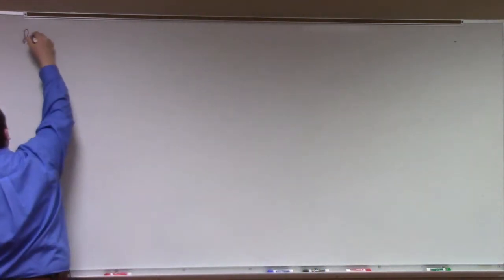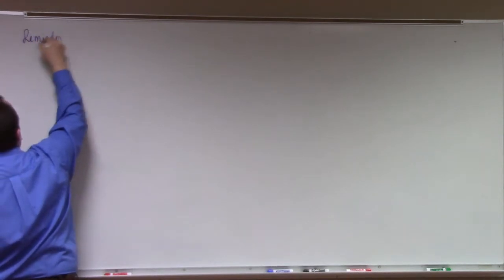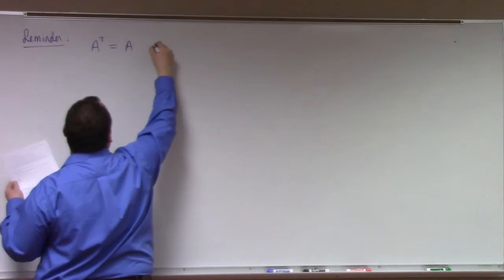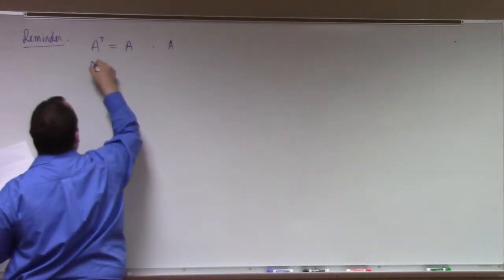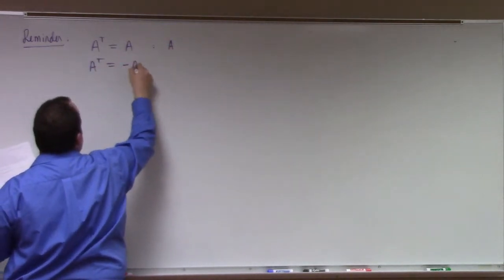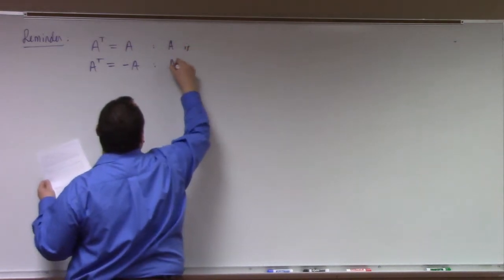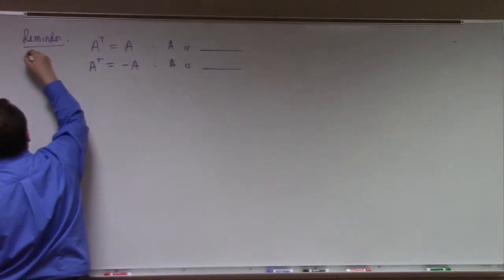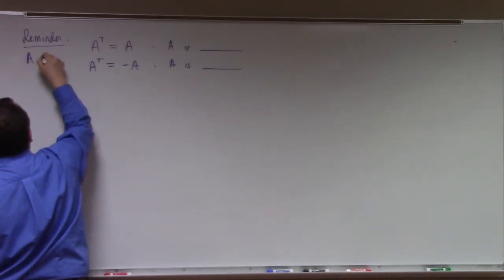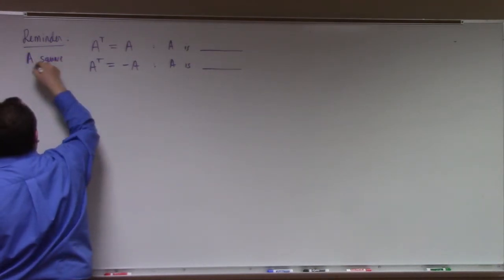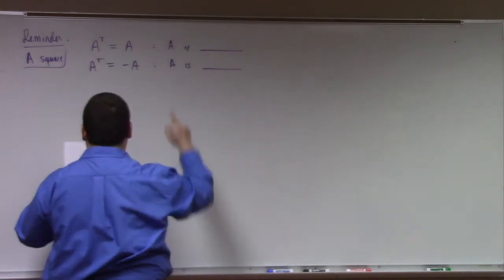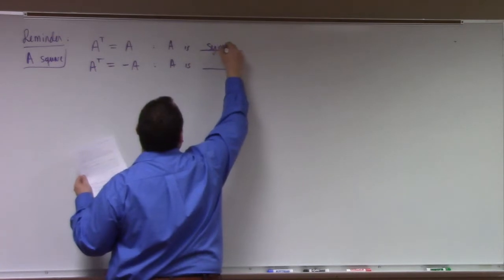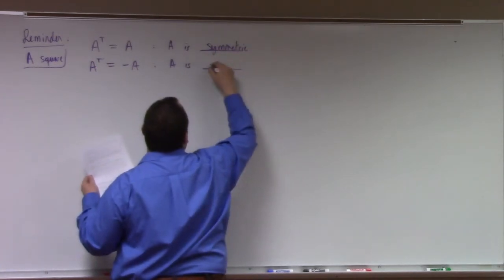Reminder. So A transpose equals A means A is what? And here I'm supposing A is n by n. A is square. Fill in the blank for me. Yeah, symmetric. And A transpose equals minus A means antisymmetric.